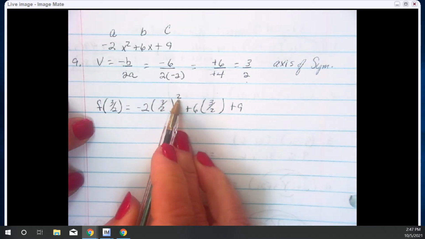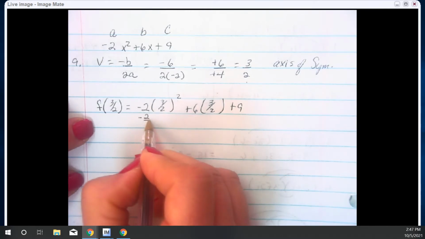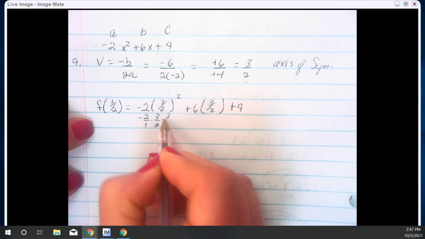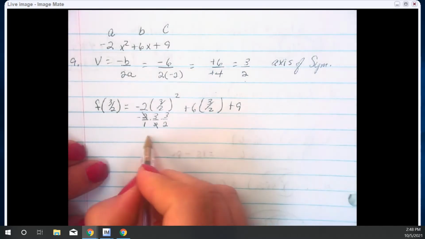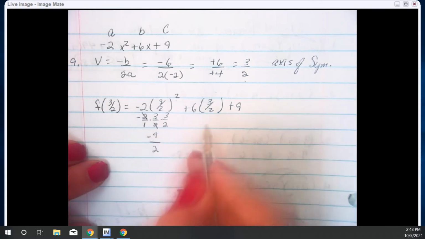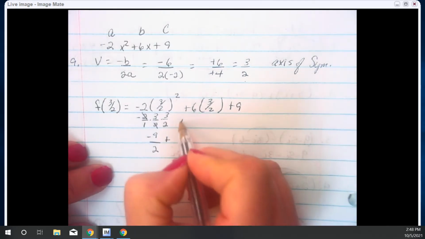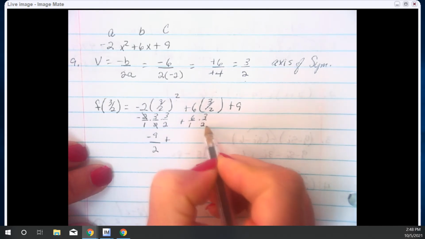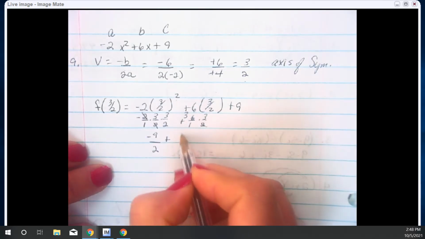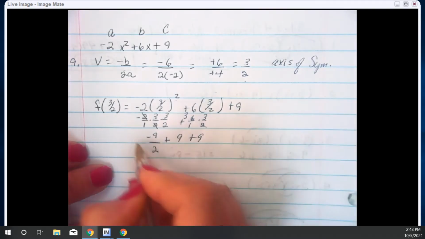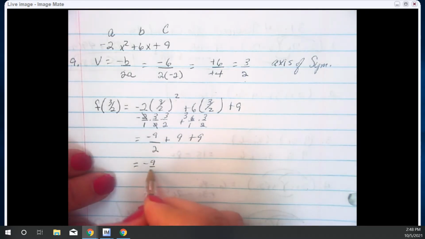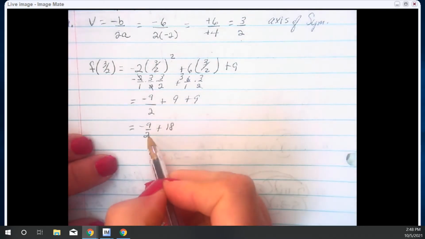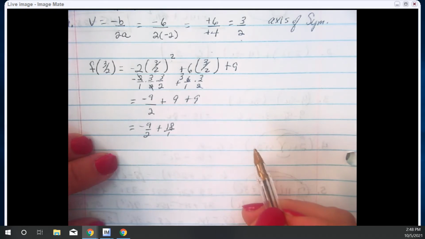3 halves squared means I have a negative 2 over 1 times 3 halves times 3 halves. This 2 can divide that 2. 3 times 3 is 9 over 2 plus, if I put 6 over 1, then 2 divides 6 3 times. 3 times 3 is 9, plus 9. 9 plus 9 is 18. And 9 halves is a fraction, so I need a common denominator.